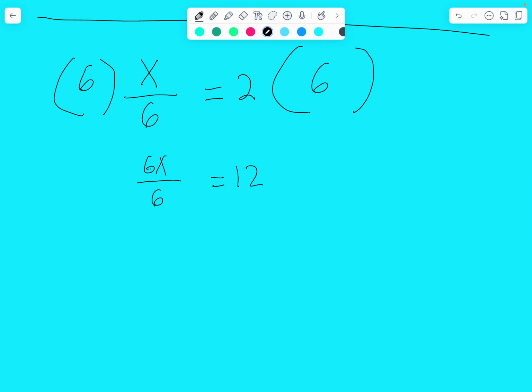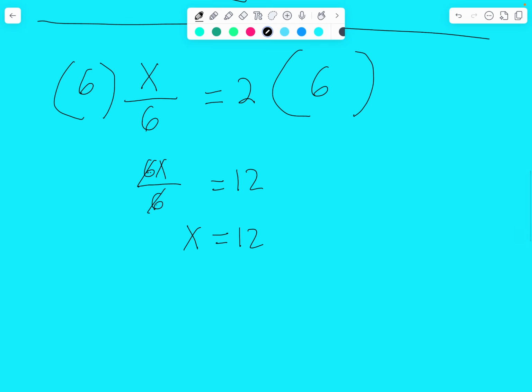What is 6 divided by 6? 1, right? So I just have x is equal to 12. Another way you could see it is you could say, oh, x over 6 times 6 cancels out. Simple as that, because you got 6 in the numerator, you have 6 in the denominator.